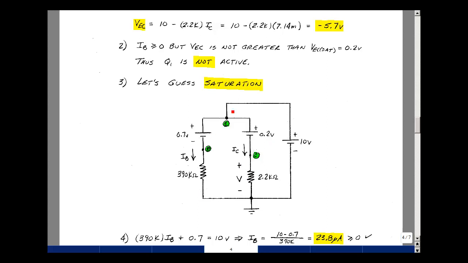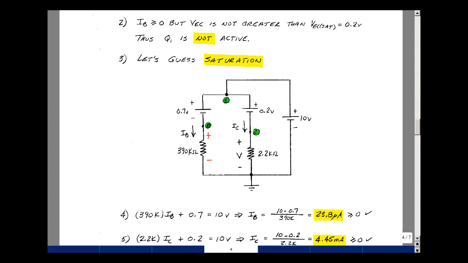If we go around this loop here, we just have voltage sources and things that have I sub B in it. The voltage across here is 390K times I sub B. The rise in voltage would be just that, rise in voltage of 0.7 and a drop of 10. Setting those equal to each other, the rise is equal to drop. We get the same equation we had previously of (10 minus 0.7) over 390K and still 23.8 microamps, which is greater than or equal to 0.